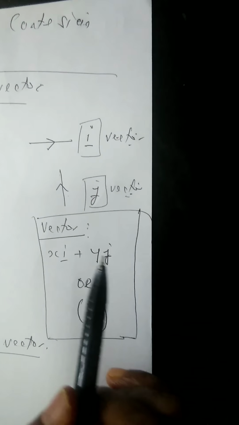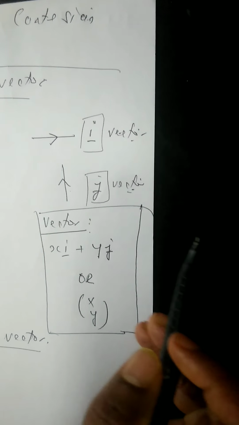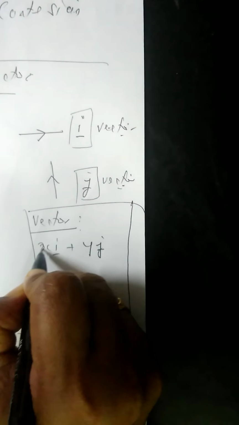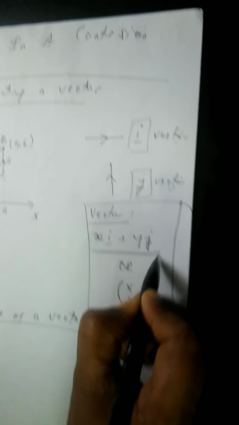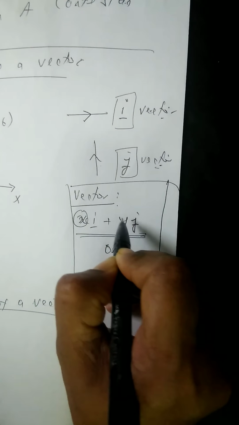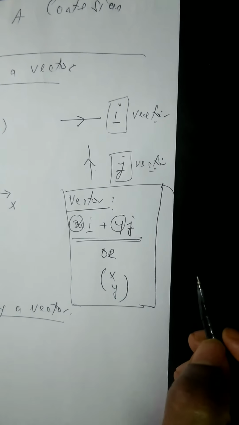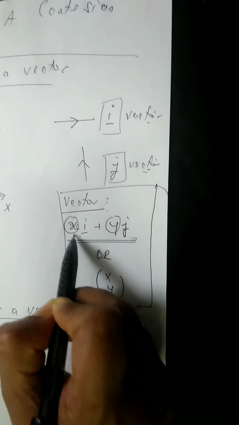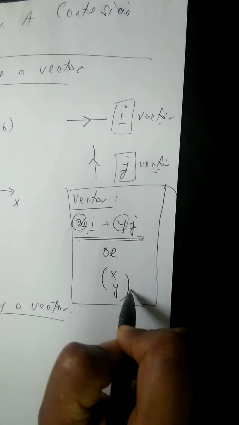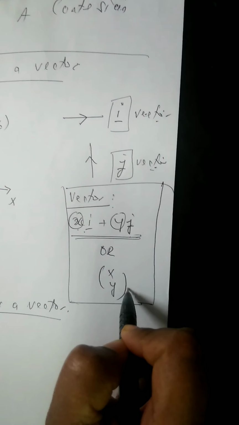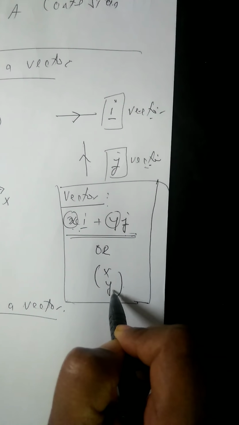Now these vectors can be written in the form of xi plus yj. So this is one way of writing, where x and y are the magnitudes of these component vectors. Or it can also be written in the form of a column vector (x, y).